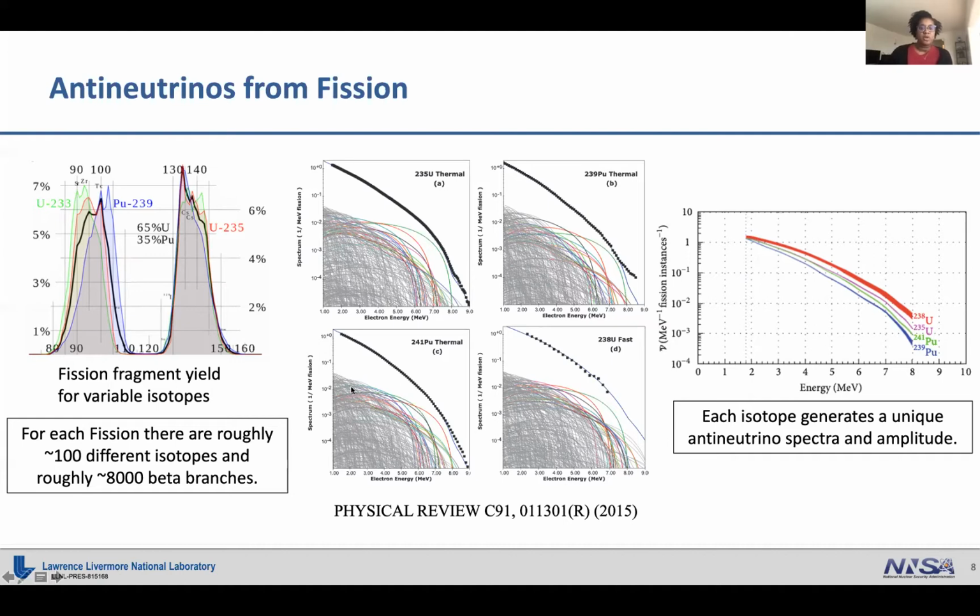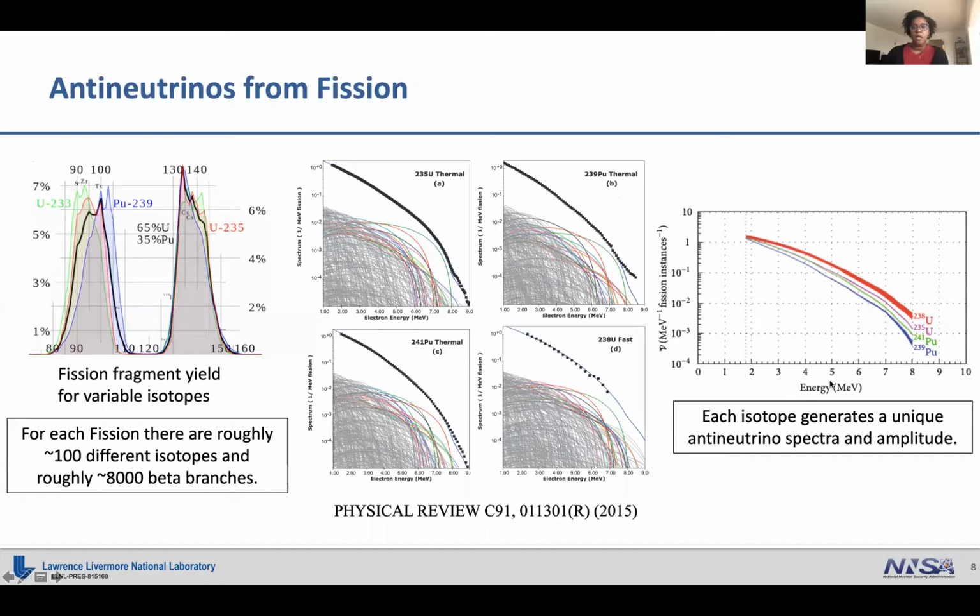But then for uranium-235, plutonium-239, and the other two major actinides, you see that the beta branches, or the corresponding antineutrino branches, are really a sum of roughly 8,000 different branches. And so because they each have their own unique distribution for the fission fragments, each one of these different isotopes is going to have a very unique antineutrino emission based off of its decay. And so you see this for uranium-235, plutonium-239.